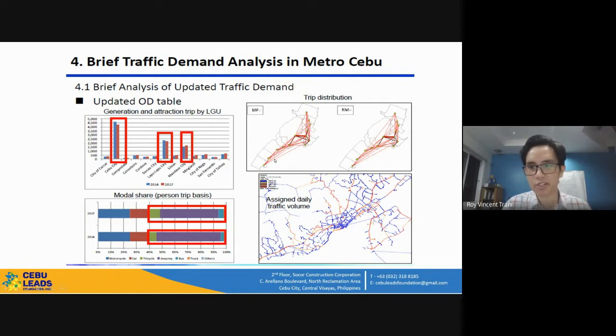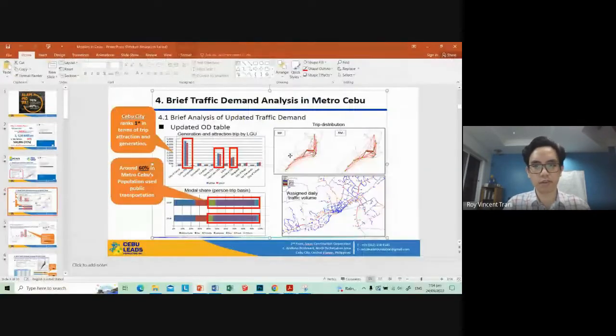This diagram here shows where the trips are coming from. So on the left, I'm assuming that's 2014, and on the right, that's 2017. Basically, the thicker the red line is, the more trips are occurring. So most people are moving from Cebu City here to Mandaue City over here. So let me just make that bigger. No, it's a screenshot.